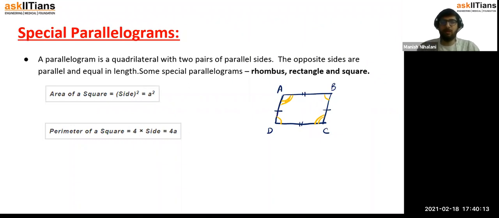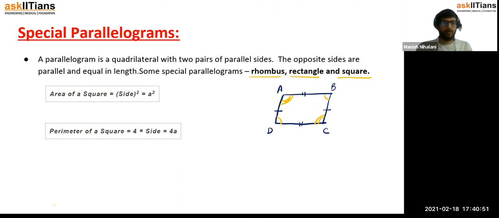So now what are the special parallelograms? The opposite sides are parallel and equal in length, we already know. Some special parallelograms are rhombus, rectangle and square. In the last class we had seen a chart which involves all the important properties of square, trapezium, rhombus, rectangle, kite and all of that. So today we would be discussing rhombus, rectangle and square. Let's first take up a square. Let's recall what a square was.